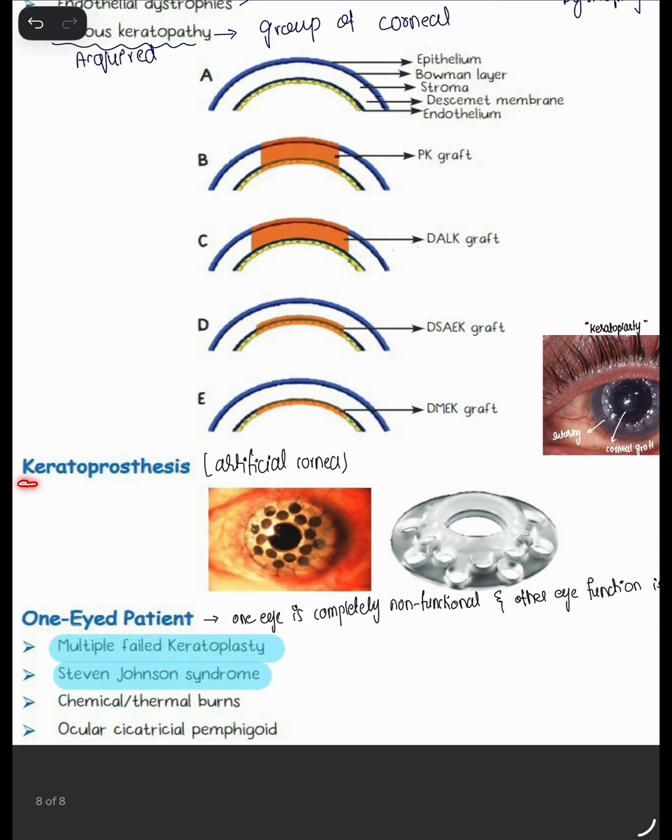What is the keratoprosthesis? It means the transplantation of an artificial cornea. It is done in one-eyed patients, if the other eye is not working and the function of the one eye is also compromised. It is done in patients with multiple failed keratoplasty, in which normal cornea transplantation has been done multiple times but has failed, in Stevens-Johnson syndrome, chemical and thermal burns, and ocular cicatricial pemphigoid.